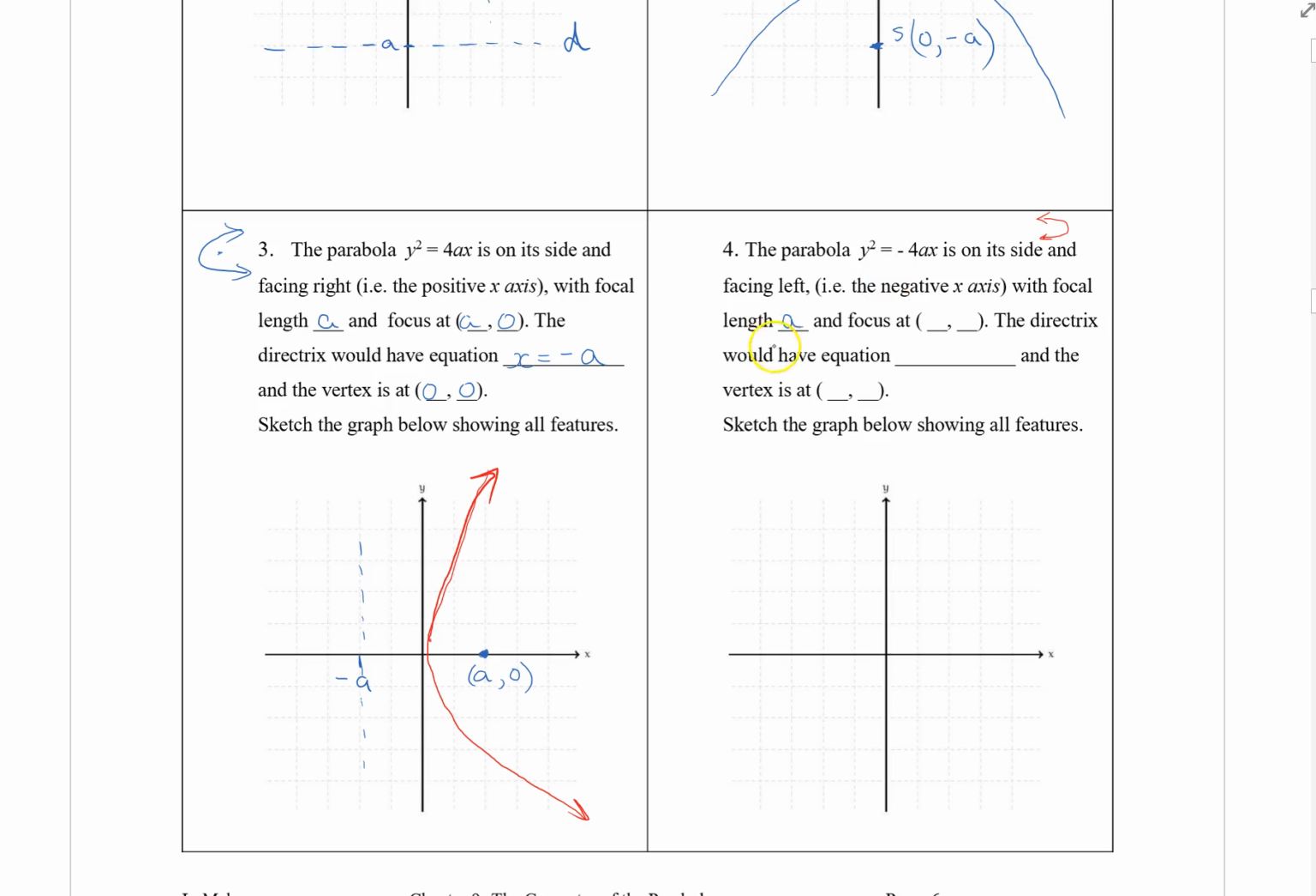The focal length is still a, and that's the nice thing about it. That gives us the distance between the focus and the vertex. The focus in this case is at (minus a, 0). So we're down here. This becomes our focus, minus some value and 0 for y. The directrix has equation x is plus a. So it's here. It's a vertical line, and the vertex is still at (0, 0).